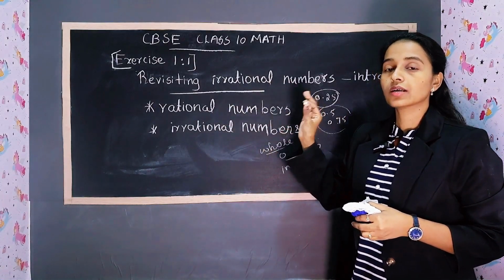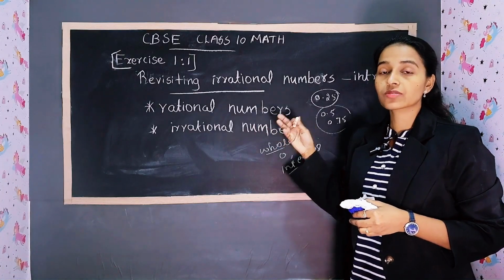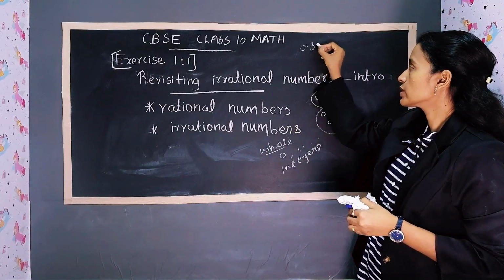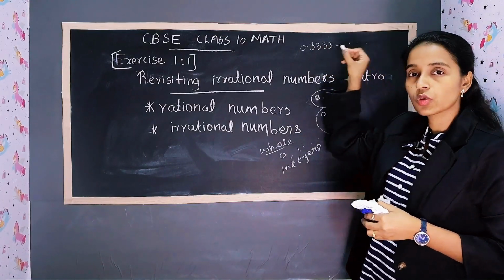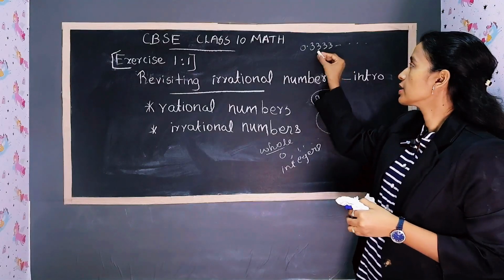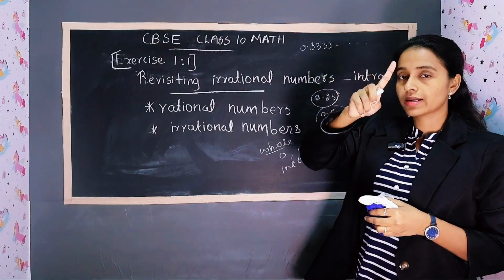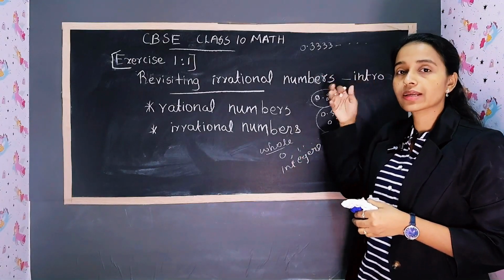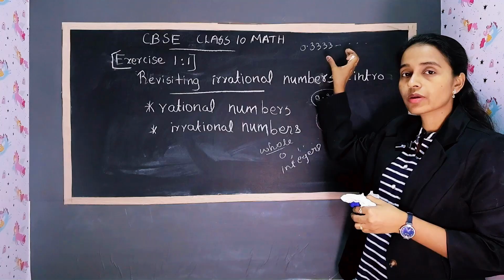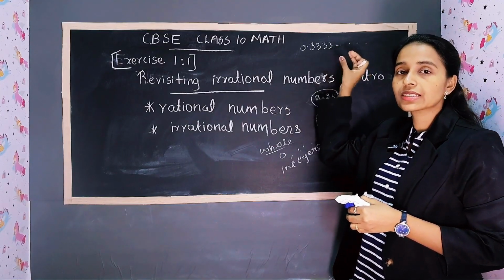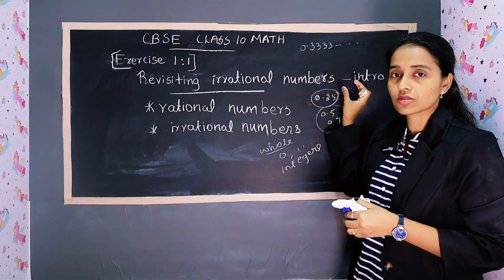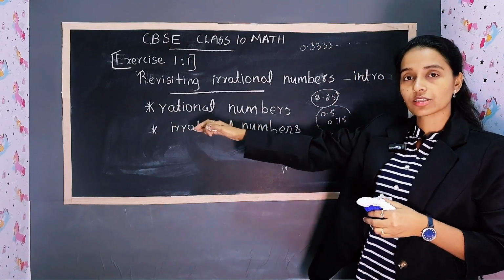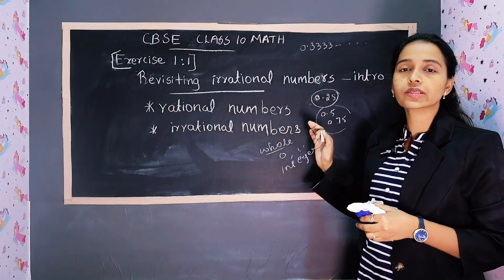And also decimal numbers with repeating patterns. That means if some number is 0.33333, it keeps going. If you consider these three 3s as one pattern, this 333 will get repeated. So such numbers are called repeating decimal numbers. This kind of numbers all come under rational numbers. This is all about the number system, right?